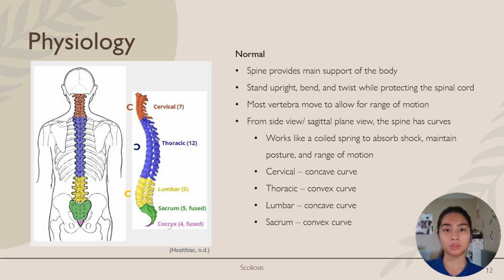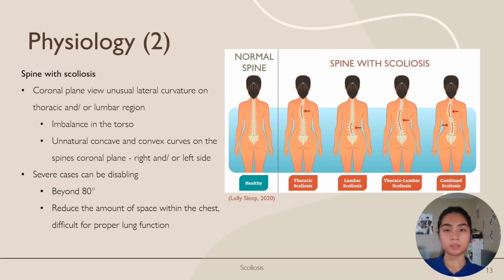Most vertebrae are able to move to allow for greater range of motion. On the image over here, the spine is seen in the lateral view, where there are natural curves to the spine, concave, convex, concave, which act like a coiled spring to absorb shock, maintain posture, and allow for greater range of motion. Meanwhile, the physiology of a spine with scoliosis involves an irregular lateral curvature in the coronal plane. Over here, there's a spine that is straight and doesn't have scoliosis.